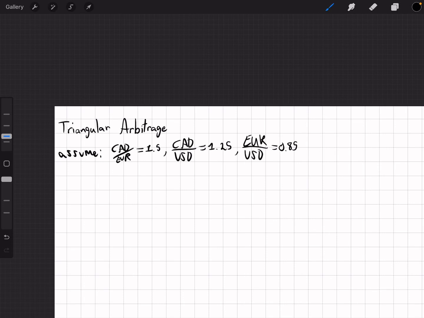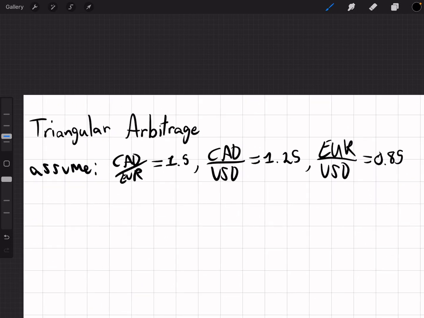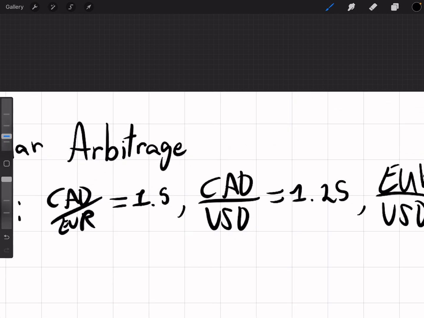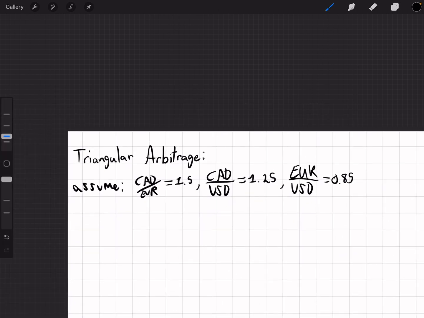Hello, finance freaks. We're doing some triangular arbitrage. We're playing with a toy model, obviously, and I'm just going to explain to you what this would look like using two different strategies. So let's get going here.